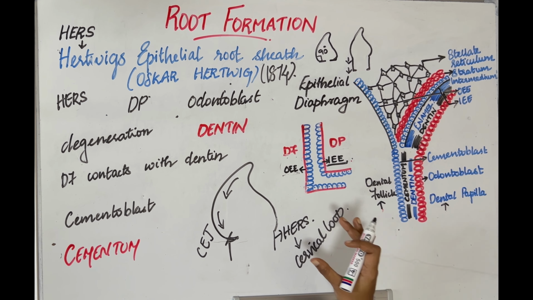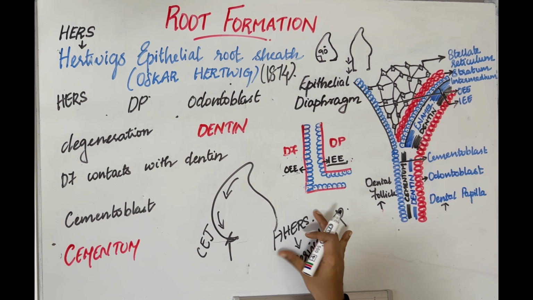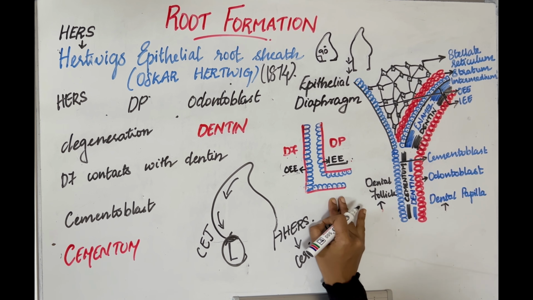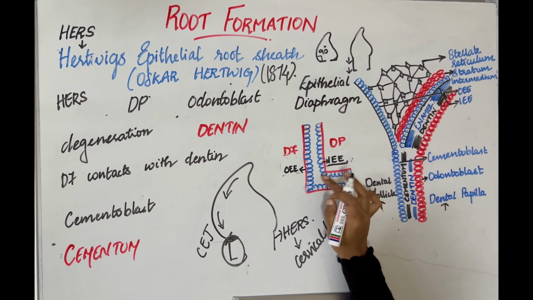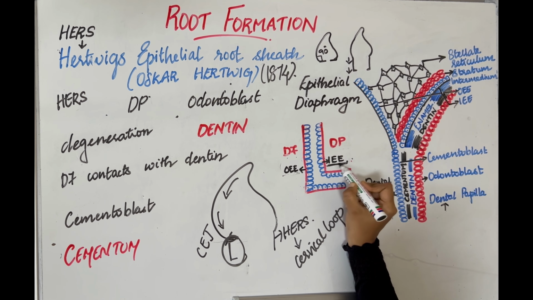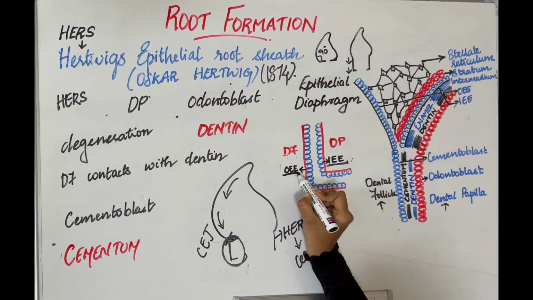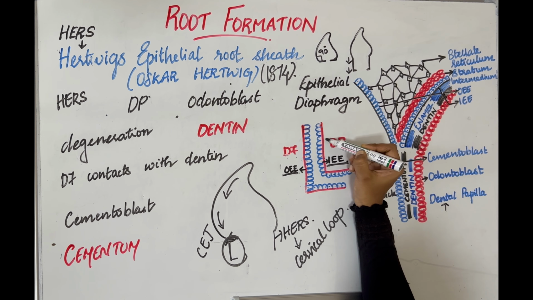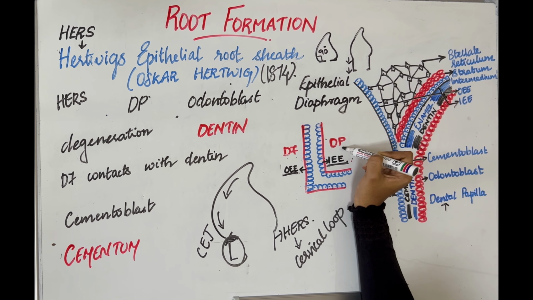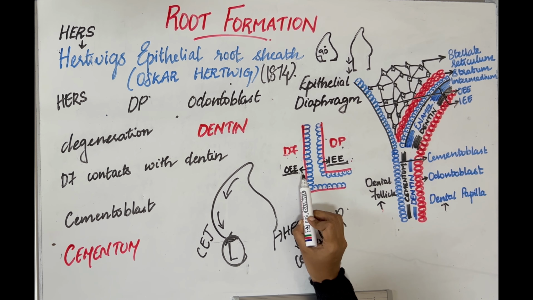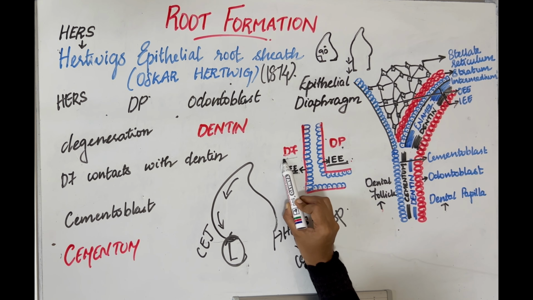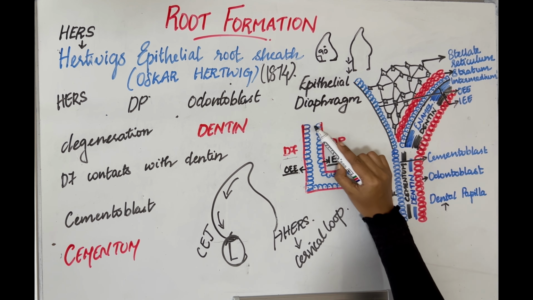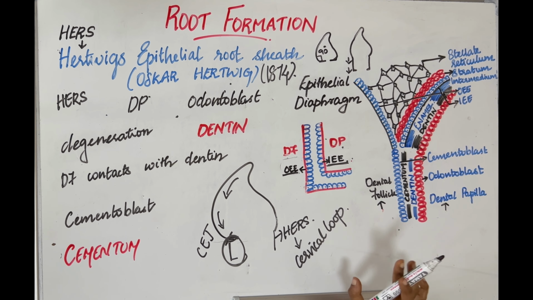Now we will see the structure of Hertwig's epithelial root sheath. This diagram is a magnified view of this portion. They also contain two layers of cells, the same inner enamel epithelial cells and outer enamel epithelial cells, and they also have two basement membranes. One basement membrane separates it from the dental papilla, and the other separates it from the dental follicle or dental sac. So it has two layers of cells and two basement membranes, and it does not have the stellate reticulum and stratum intermedium layers.